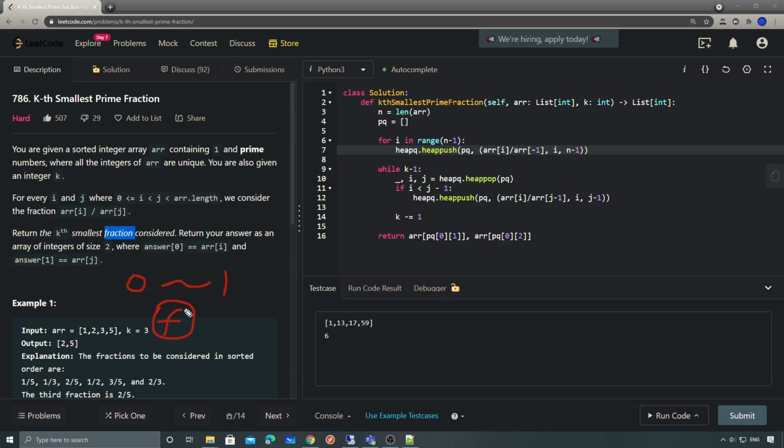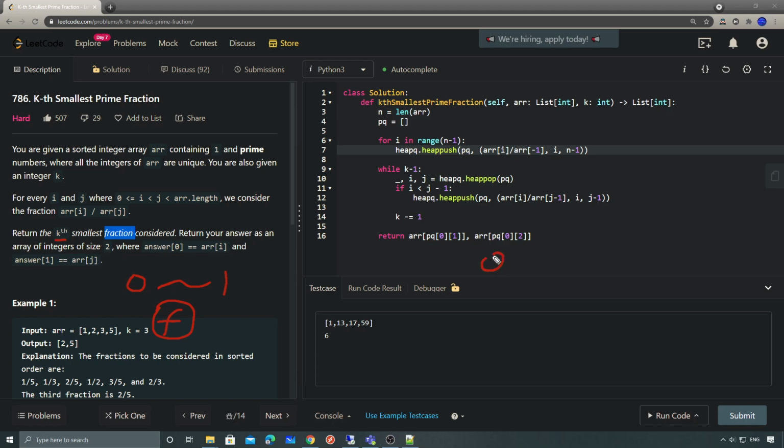If we find the count of all the pairs whose fraction is smaller than the current f, then when we find the count that is equal to k, that's the fraction we're looking for.